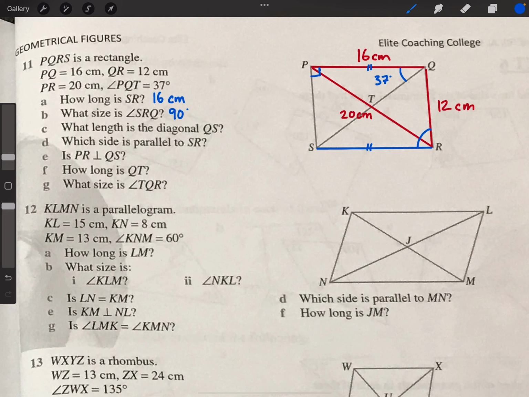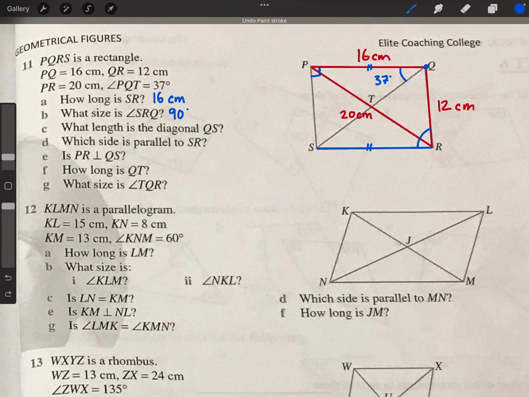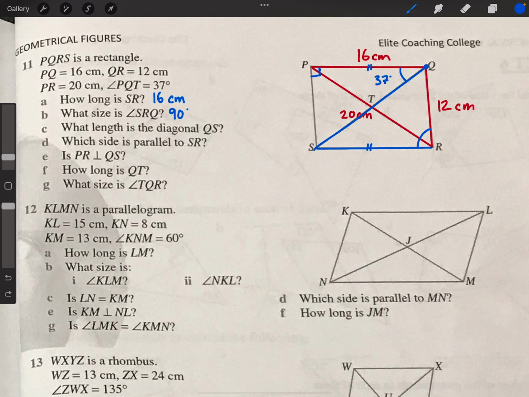What is the length of the diagonal QS? So from Q to S. Now, we know that the diagonals of a rectangle are the same. So QS is going to be equal to PR. Both diagonals will be the same length. So if PR is 20, then QS must also be 20 centimeters.